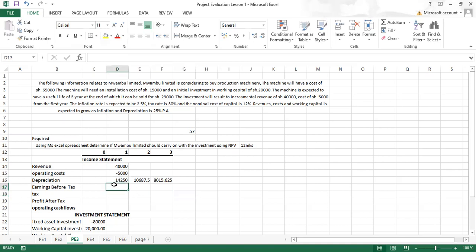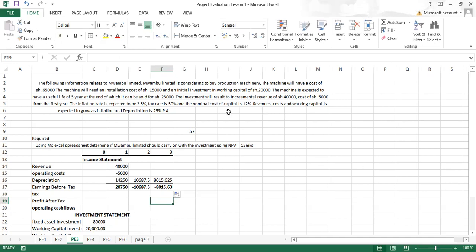And earnings before tax equals this, shift plus, I'm adding because this one is a negative, so I'll be subtracting, then minus the depreciation, control enter, control bold, alt HBP to put a top border, and you drag along that way. No, it's good.